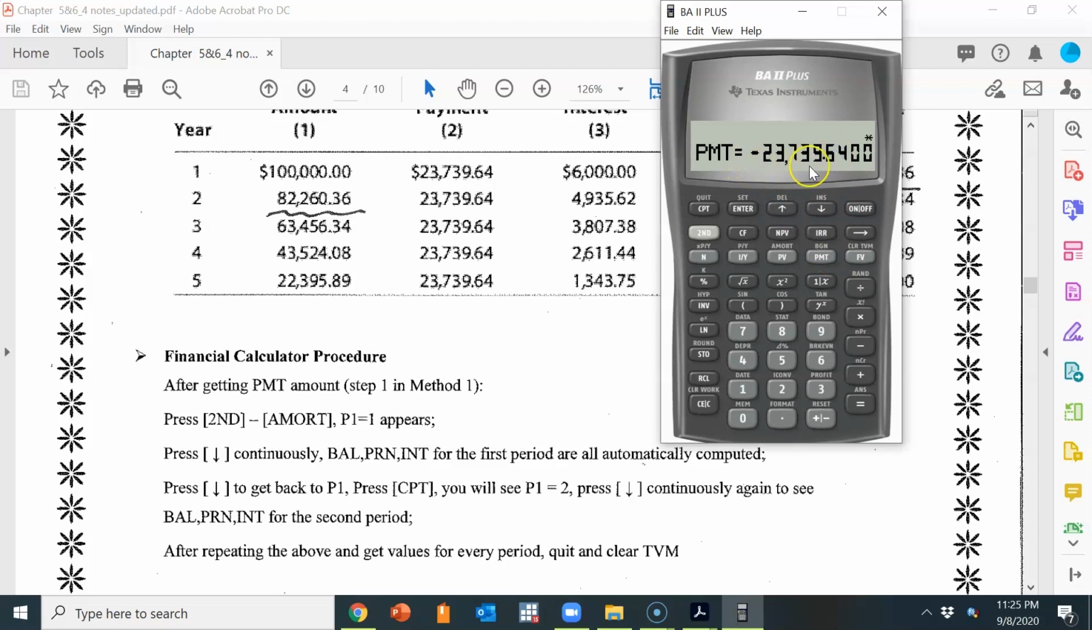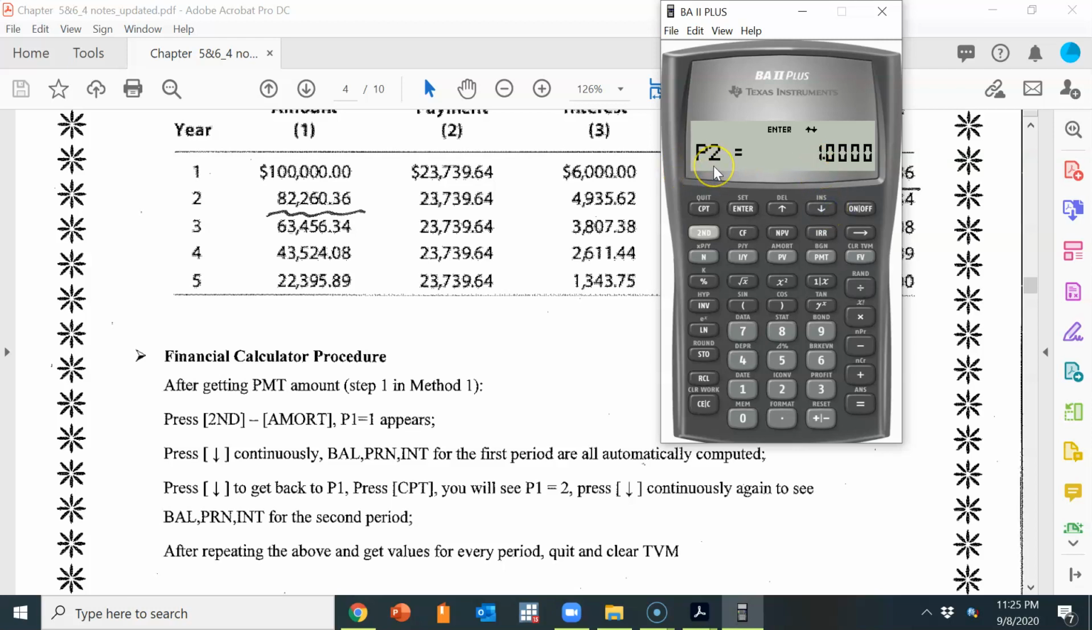Okay, after you get this number here, then we press second amortization. This is the same button as PV, but you can see that it shows AMORT. Second amortization. We come to our amortization table in the calculator. We see that P1 equals 1. P1 means starting period. We start from the first period. In this case, we start from the first year. And then we press down button.